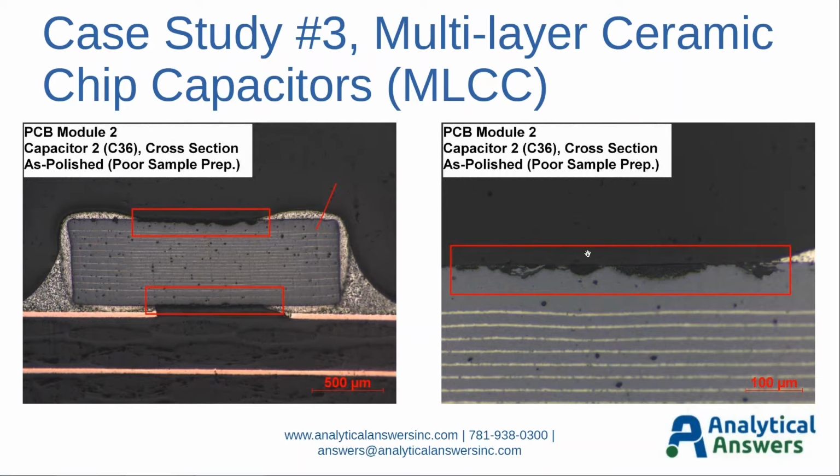Here we have a high magnification view of the MLCC with some chip outs observed here. Again, these were caused by the improper cross-section sample preparation techniques. Again, this is the MLCC material. We have the dielectric, and then we have the electrode material here, which is brighter in color. And we have these chip outs, and we have my mounting epoxy here.